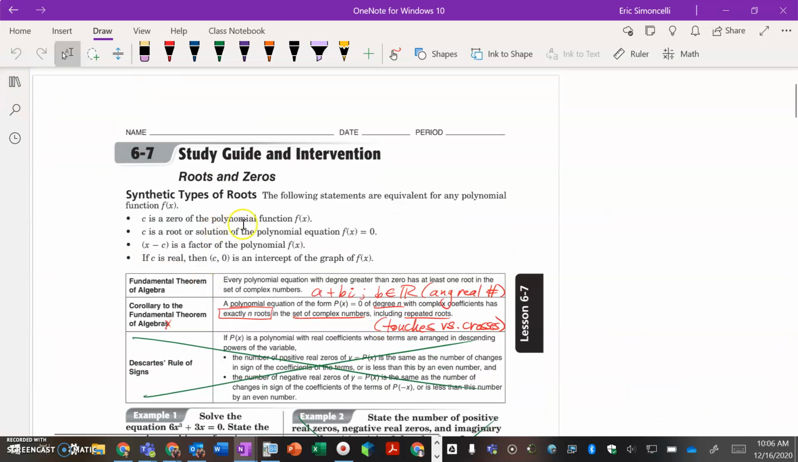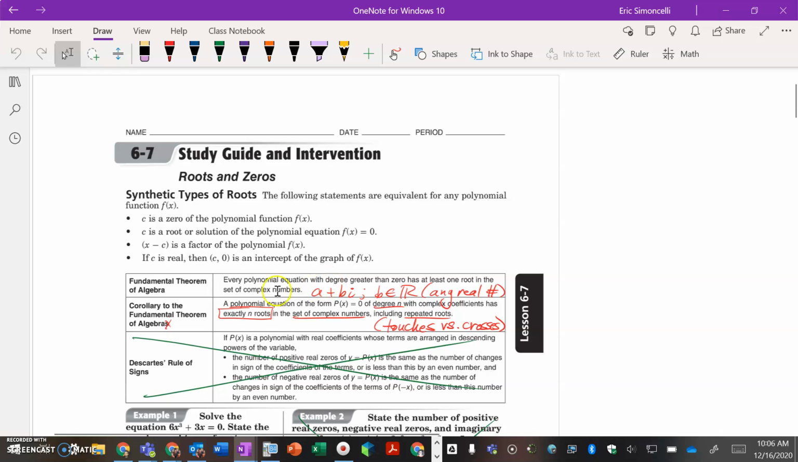Synthetic types of roots. The following statements are equivalent for any polynomial function f of x. C is a zero of the polynomial function f of x. C is a root or solution of the polynomial equation f of x equals 0. X minus c is a factor of the polynomial function f of x. And if c is real, then c comma 0 is an intercept, technically an x-intercept, of the graph of f of x.